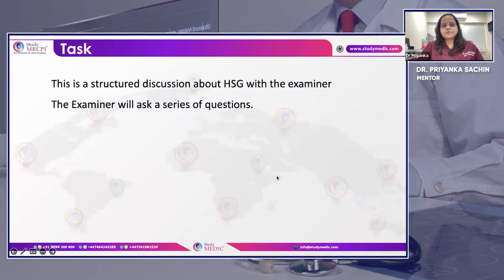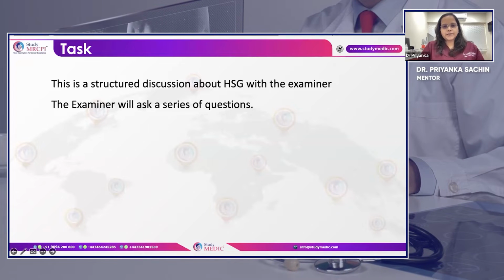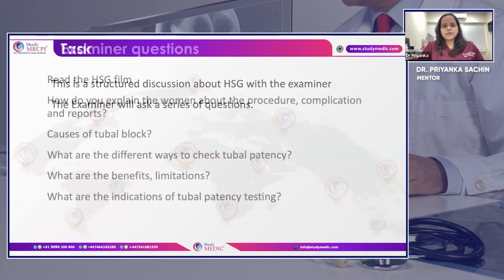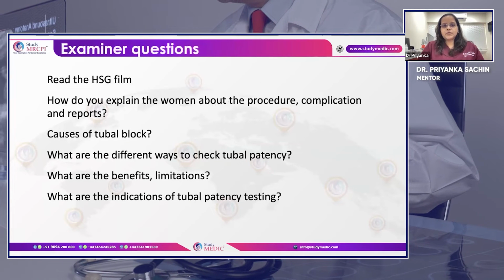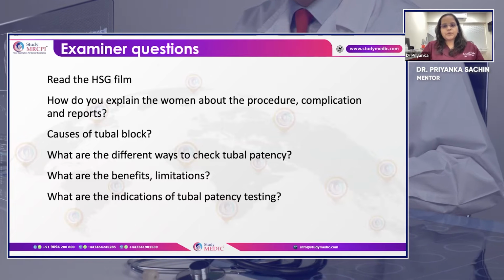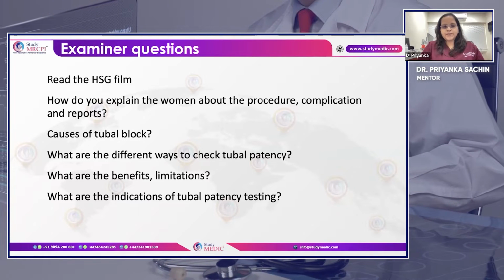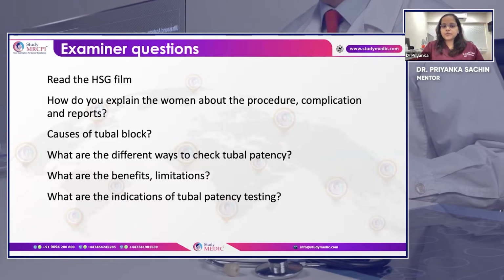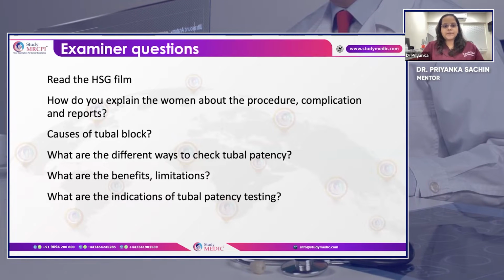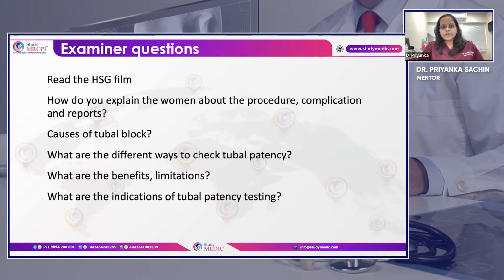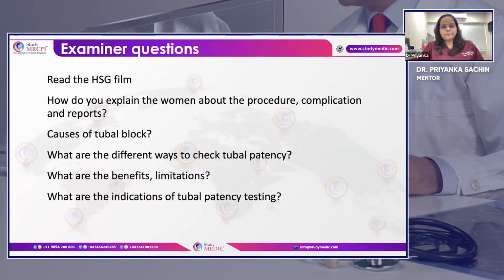So here, this will be a structured discussion about HSG with the examiner, and the examiner will be having a series of questions. So we'll be discussing questions like how to read the HSG film, how you will explain the procedure, complications and reports to the woman, what are the different causes of tubal block, what are the different ways of checking tubal patency, what are the benefits and the limitations, and what are the indications of tubal patency testing.